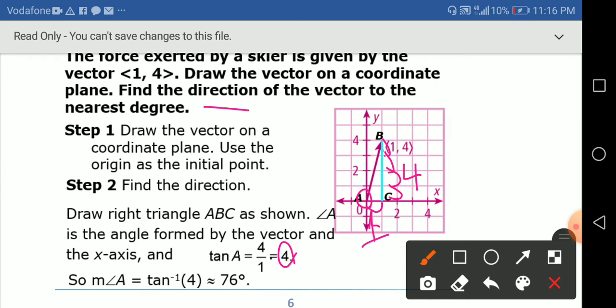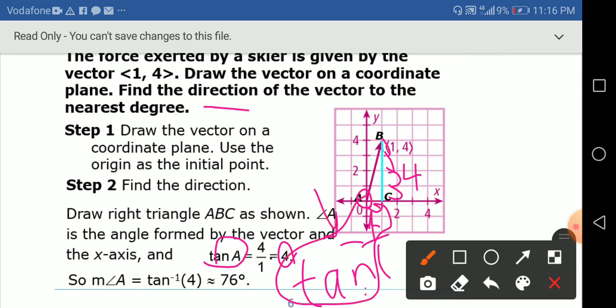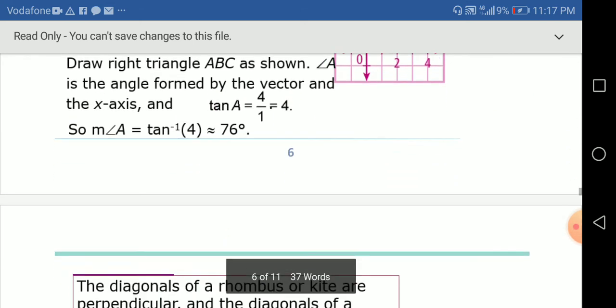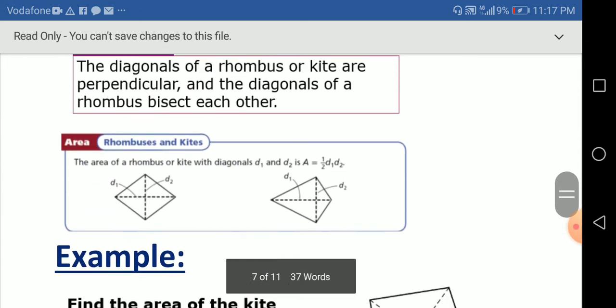So I'm going to measure angle A. Remember, this is the inverse function. This is the tangent of the angle, and I need the angle, so the inverse tangent, power negative 1. I'm going to use the calculator: the inverse of the tangent of 4, and it will give you the angle, 76 degrees. Okay guys, easy, I think.